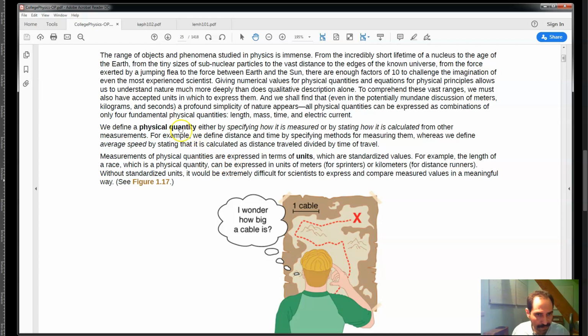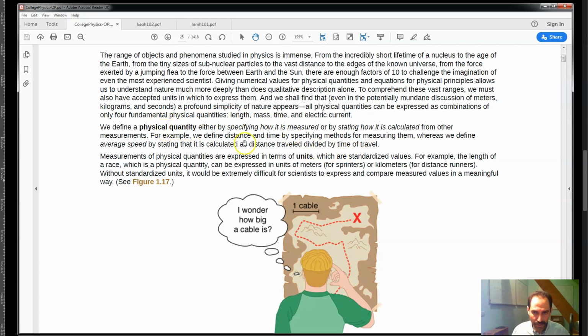Now we define a physical quantity either by specifying how it is measured or by stating how it is calculated from other measurements. For example, we define distance and time by specifying methods for measuring them, whereas we define average speed by stating that it is calculated as distance traveled divided by time of travel, right?